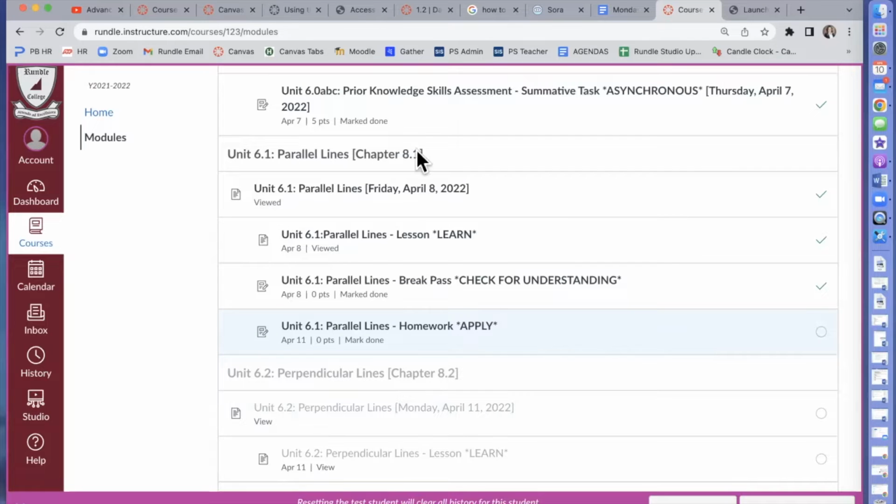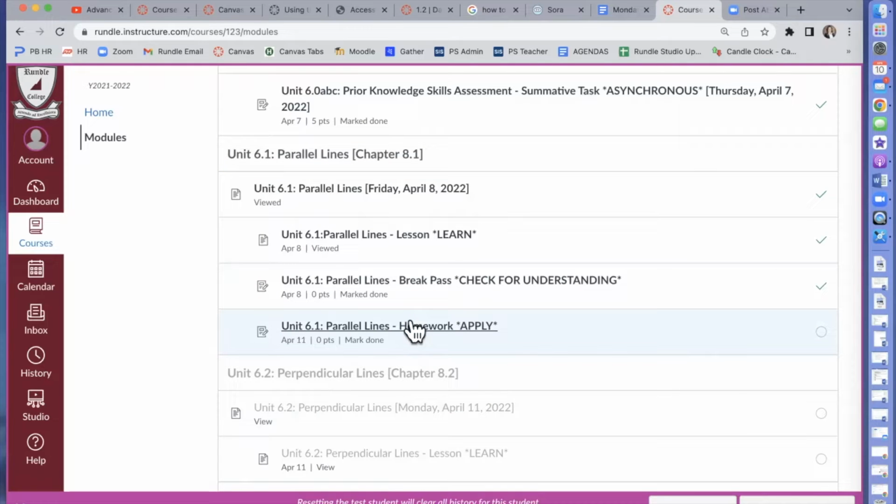So unit 6.1 parallel lines, chapter 8.1 in your textbook. We reviewed the objectives on Friday, your must do, should do, and aspire. We viewed the page, therefore we have a check mark. We did our lesson together, we viewed the page, we have a check mark. And then we did a check for understanding. We did a Google form before you went on break. Once you've marked that as done, you should have a check mark.